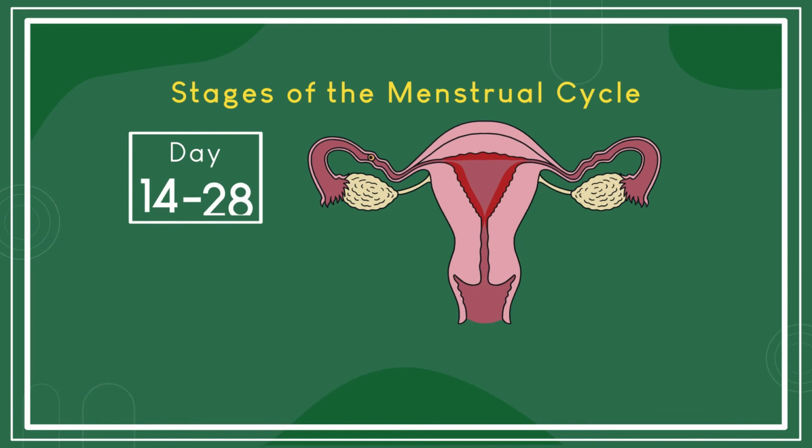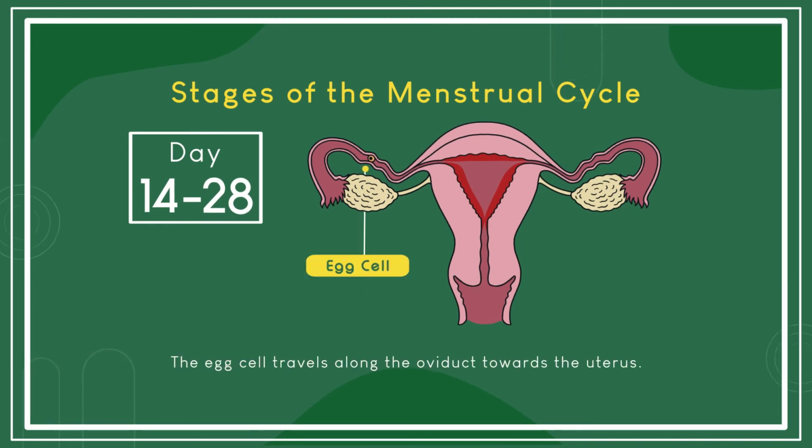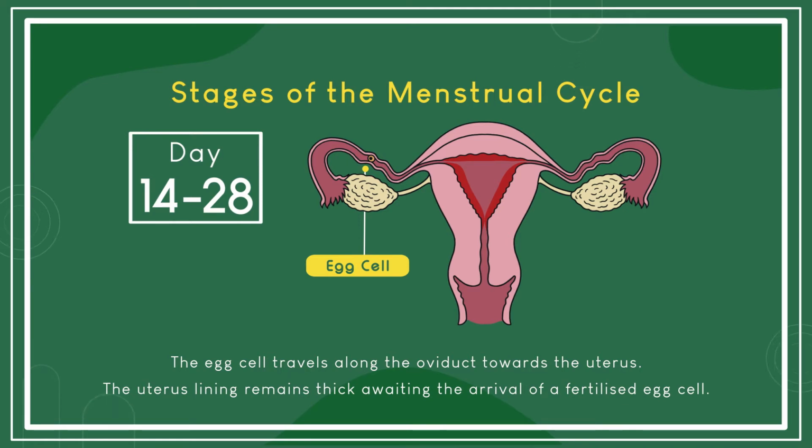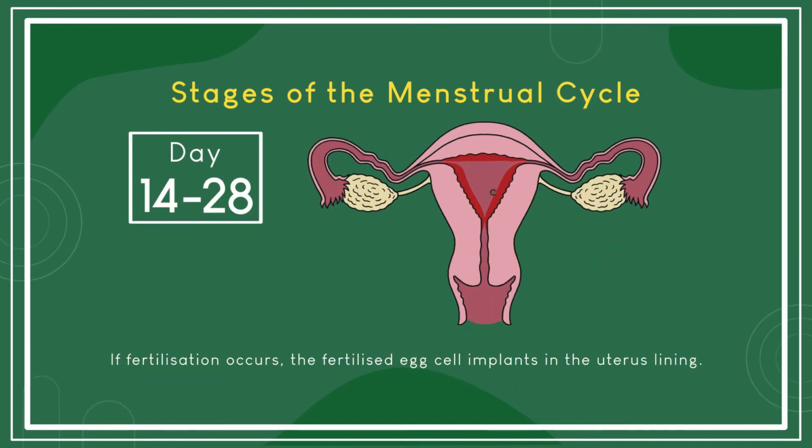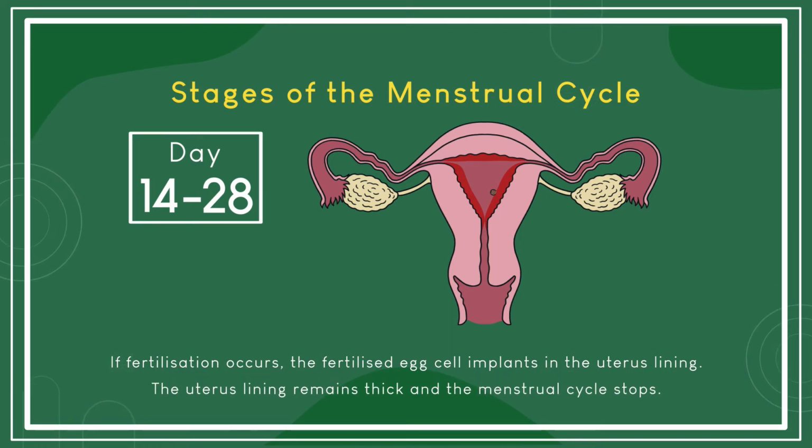Between days 14 and 28, the egg cell travels along the oviduct towards the uterus. The uterus lining remains thick, awaiting the arrival of a fertilised egg cell. If fertilisation occurs during day 14 to 28, the fertilised egg cell implants in the uterus lining. The uterus lining remains thick and the menstrual cycle stops.